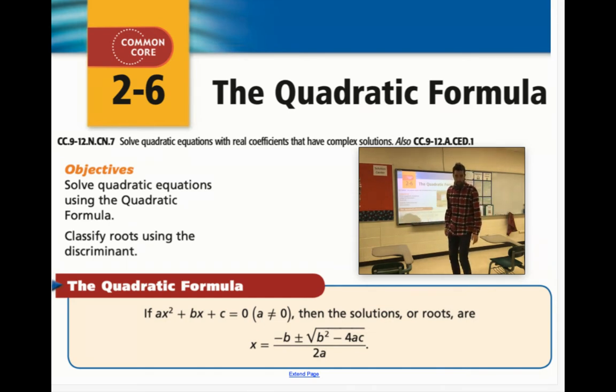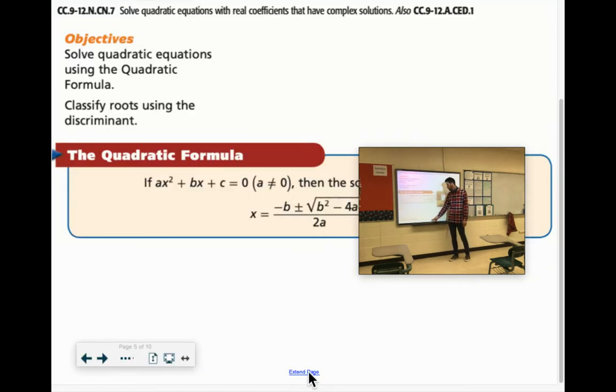You did it when you were in Algebra 1, but now, look at you, you're in Algebra 2. I want you to be able to solve problems doing the quadratic formula. I also want you to be able to look at the discriminant and tell how many solutions there would be.